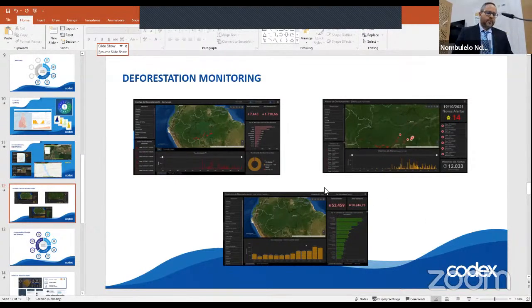This is a project that shows the deforestation monitoring. The deforestation monitoring has a special place in our portfolio. The Brazilian Amazon forest is so big that only with remote sensing could authorities have the capabilities to reduce illegal deforestation. For monitoring, it's needed as many images, as many sensors, as much data as we can.